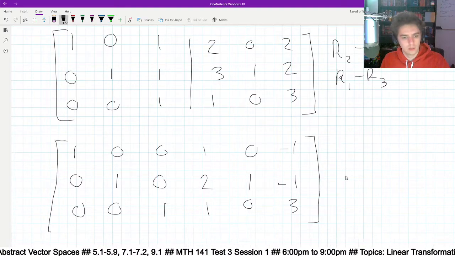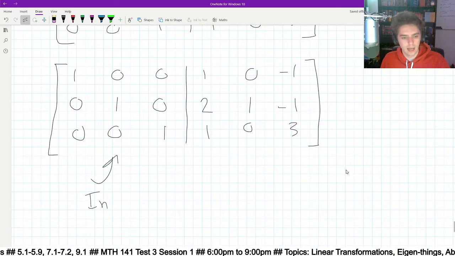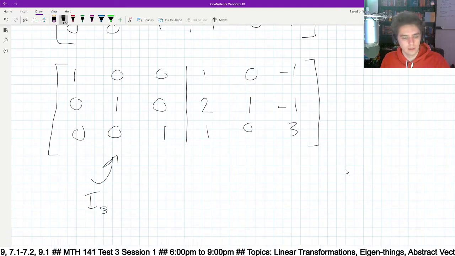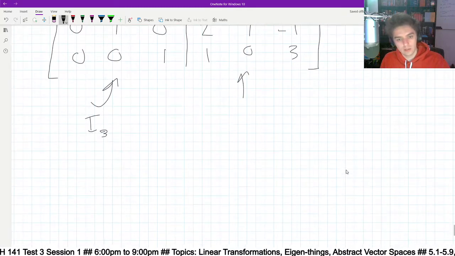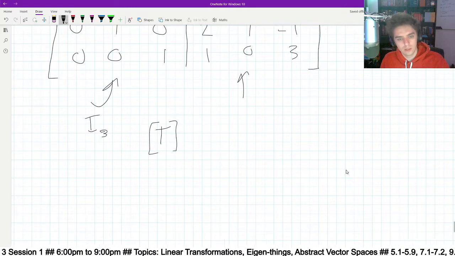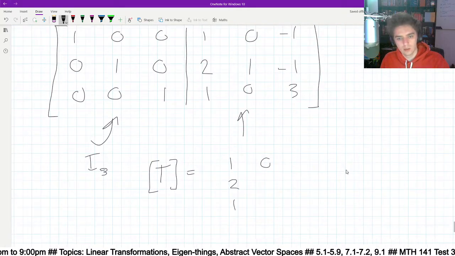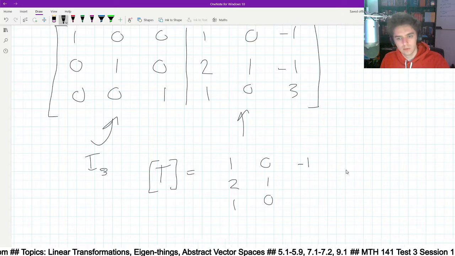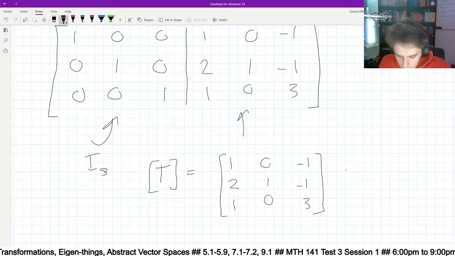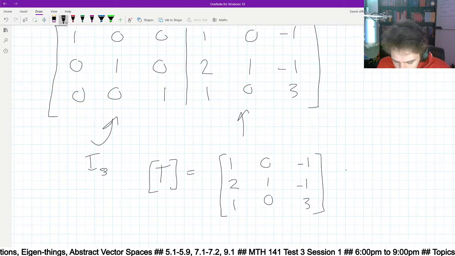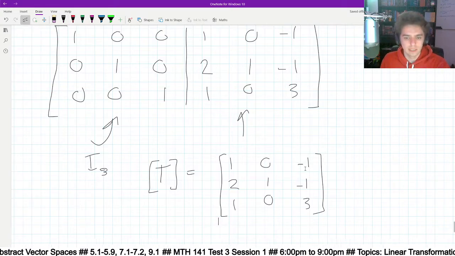Okay, so we are now in RREF. We successfully got this side to look like I3, right? And so what that means is that this is equal to the matrix representation of T. So the matrix representation of T is 1, 2, 1, 0, 1, 0, negative 1, negative 1, 3. And yes, I did it right. So that's the matrix representation of T.